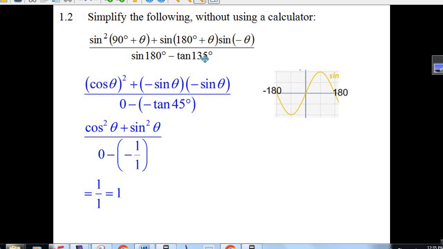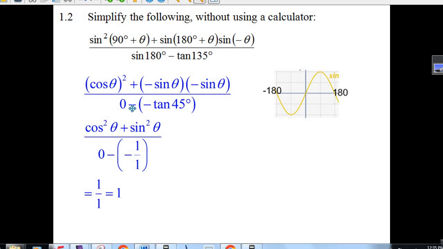The tangent of 135 is really the same as the tangent of 45 degrees. That's the reference angle. But tangent is negative in that second quadrant where this is, so it's minus the tangent of 45 degrees. You're subtracting a negative, so it's a minus there.